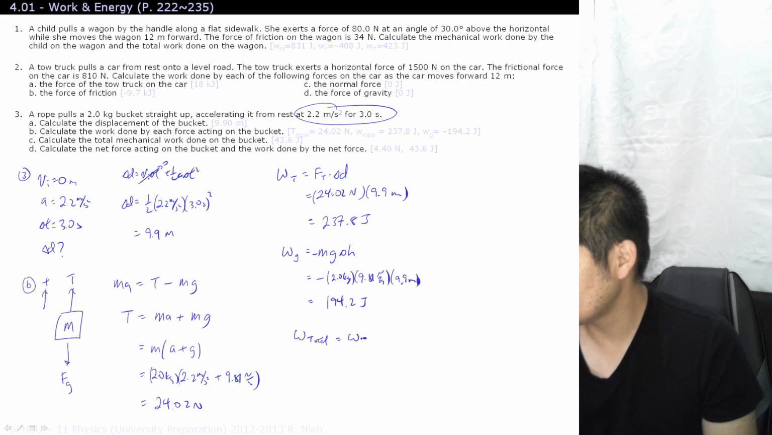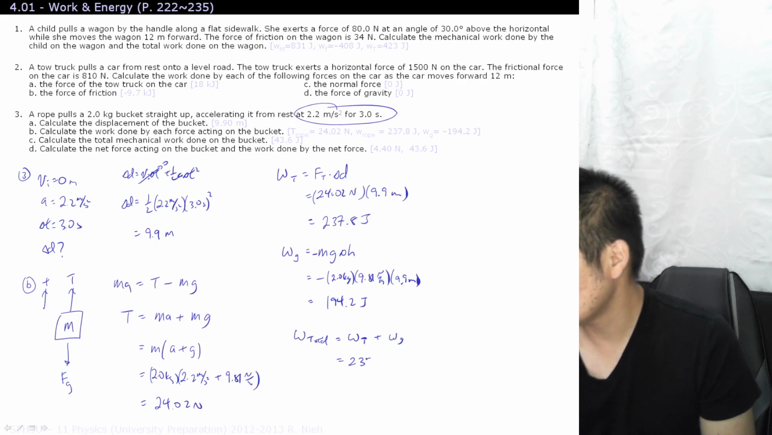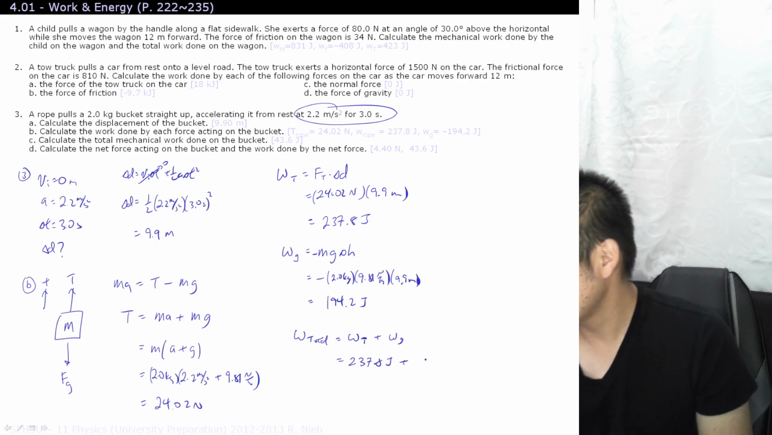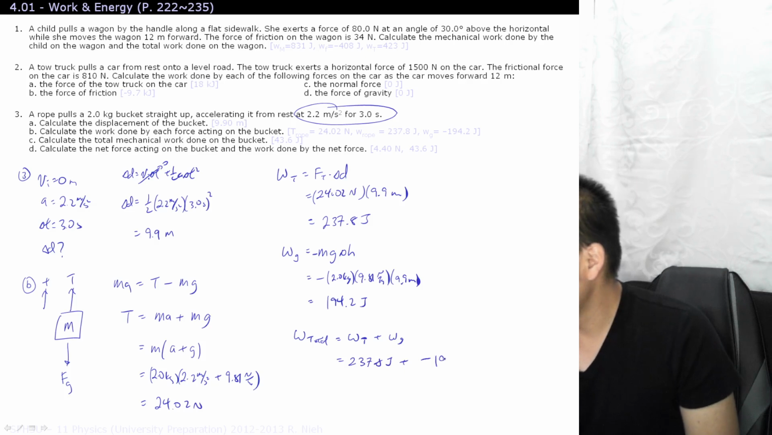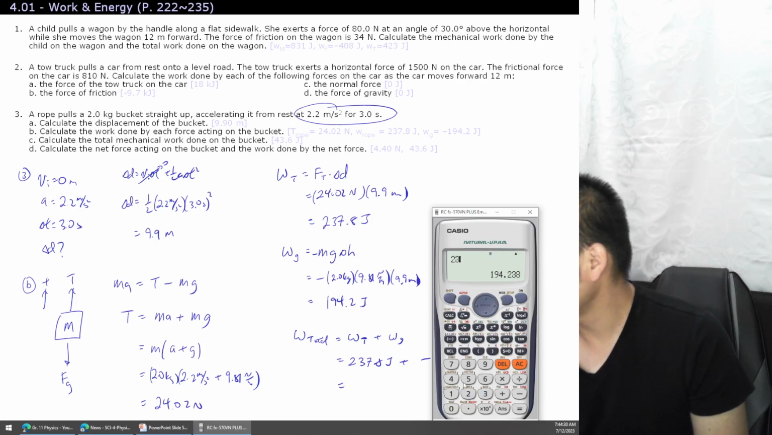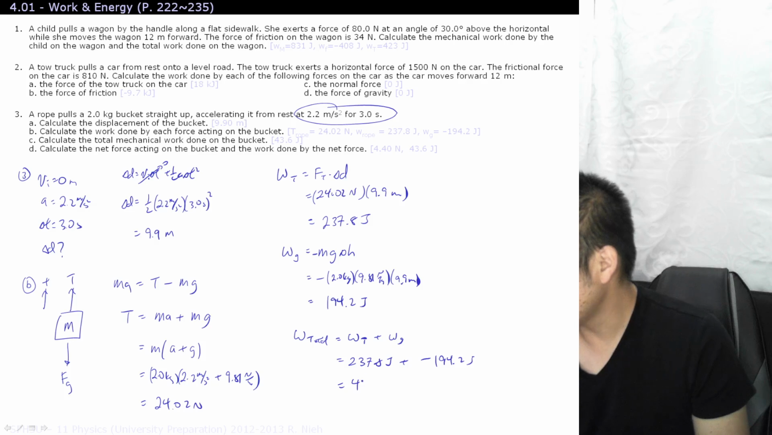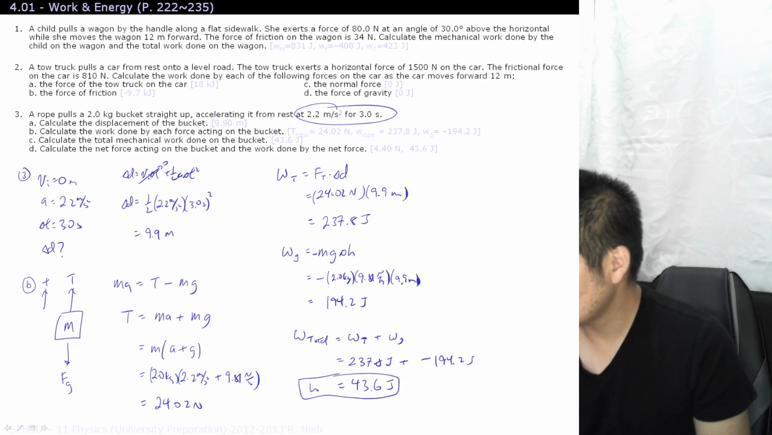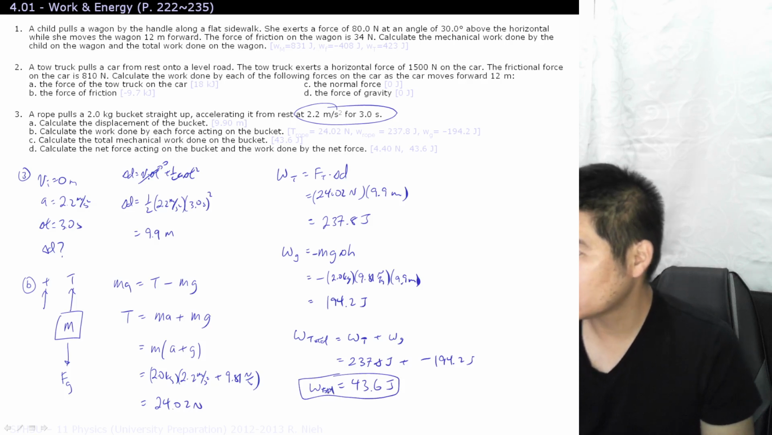If we need to find out the total work, that's equal to the work of the tension plus the work due to gravity. So the positive work due to tension plus negative 194.2 joules is equal to 43.6 joules.